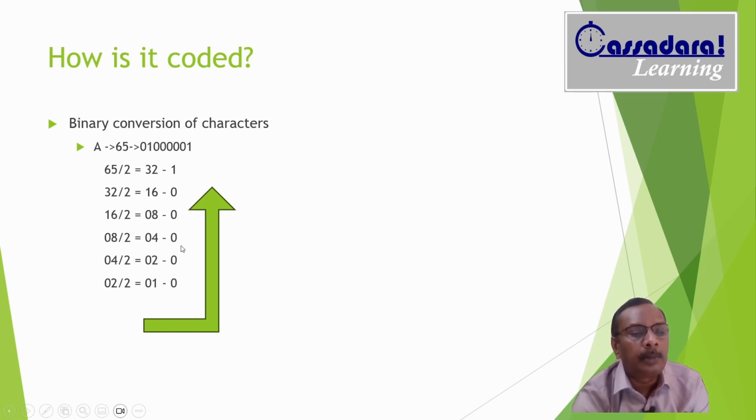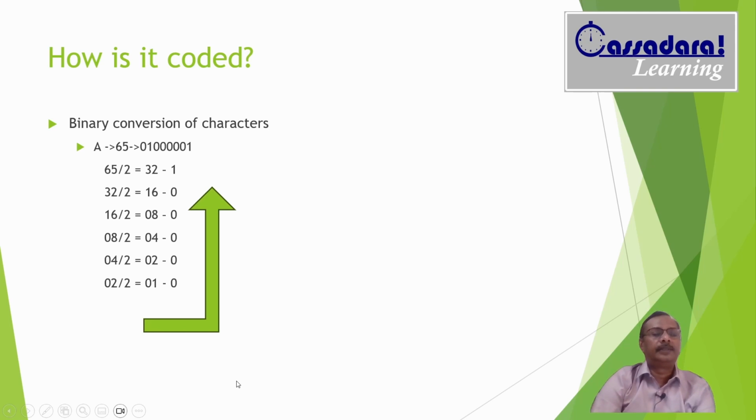8 by 2 is 4, remainder 0. 4 by 2 is 2, remainder 0. 2 by 2 is 1, remainder 0. Now you read from the bottom: 0, 1, 0, 0, 0, 0, 0, 1. That is your binary equivalent of 65. It's a simple way of easily converting a number into binary.